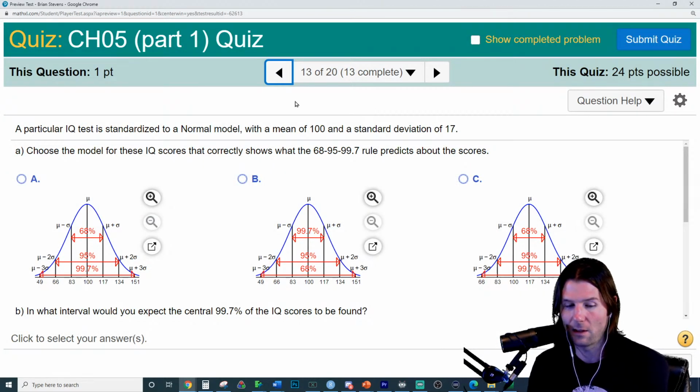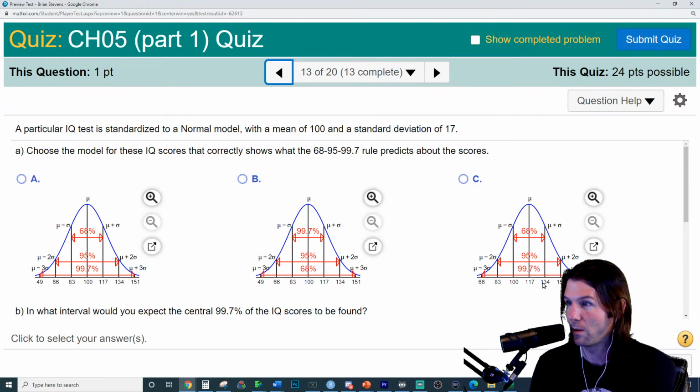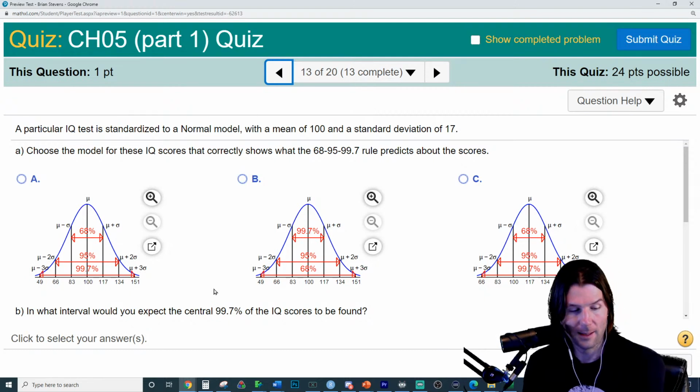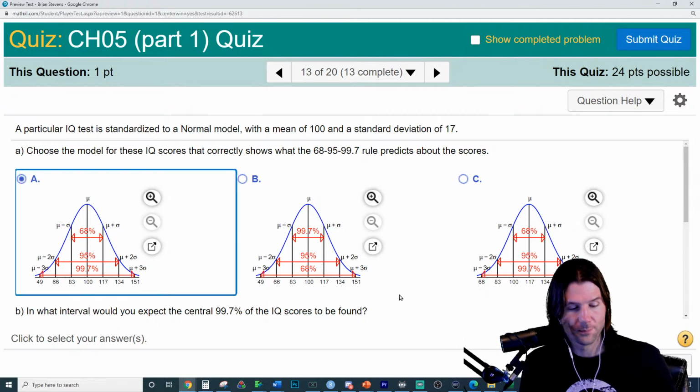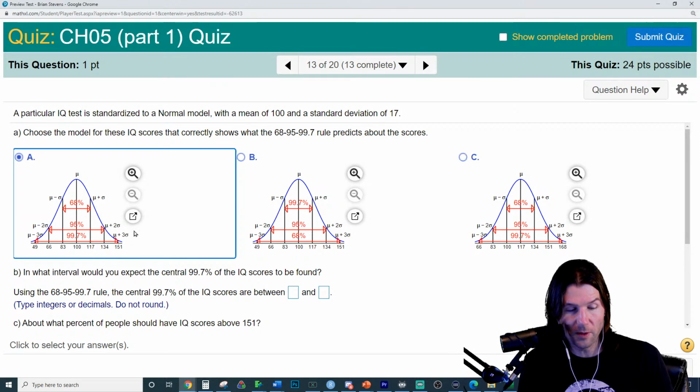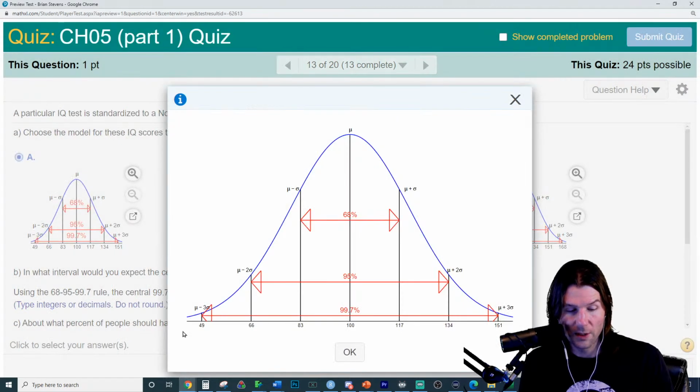This one's nice because the IQ test has a mean of 100 and a standard deviation of 17. Narrows down the answer to this one has to be wrong. It has the wrong mean, you notice right here. And then the standard deviation of 17, well, this one has the wrong numbers. So this is the right answer. In what interval would you expect the middle 99.7% of scores? So we just look. 99.7 is within plus or minus 3 standard deviations, 49 and 151.